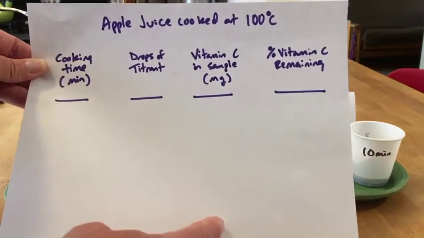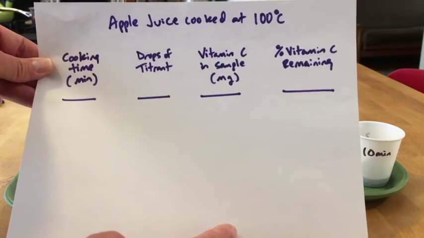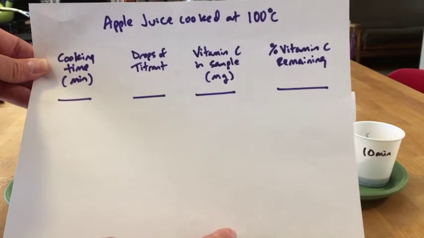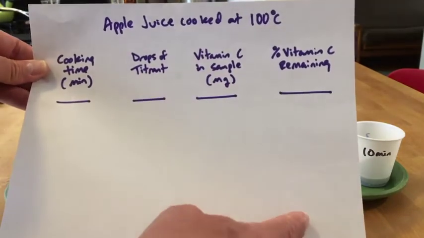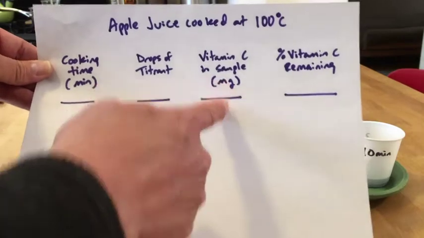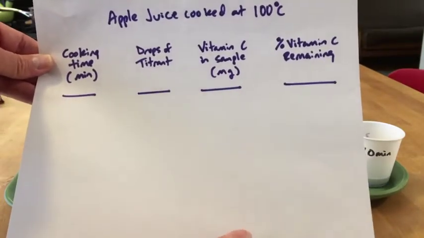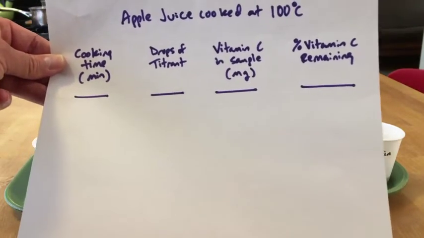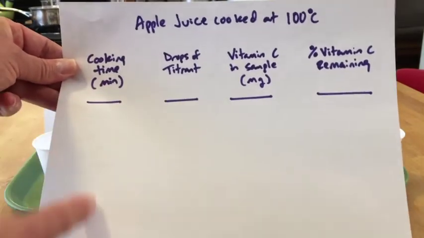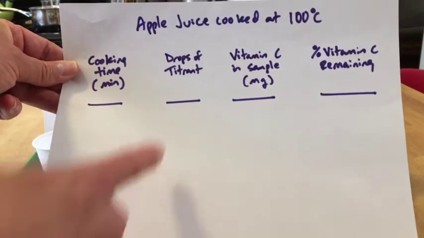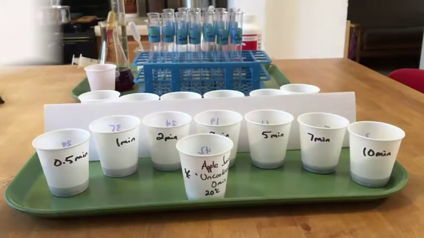The next two columns you can't fill in yet. To fill in this column, you'll need the standard curve that you plotted from the standard curve data. And then to fill in this column, you'll need to do some calculations based on these results, which I'll show you how to do a little bit later. So what I'll show you is each of the times that they were cooked and then the titrant drops.